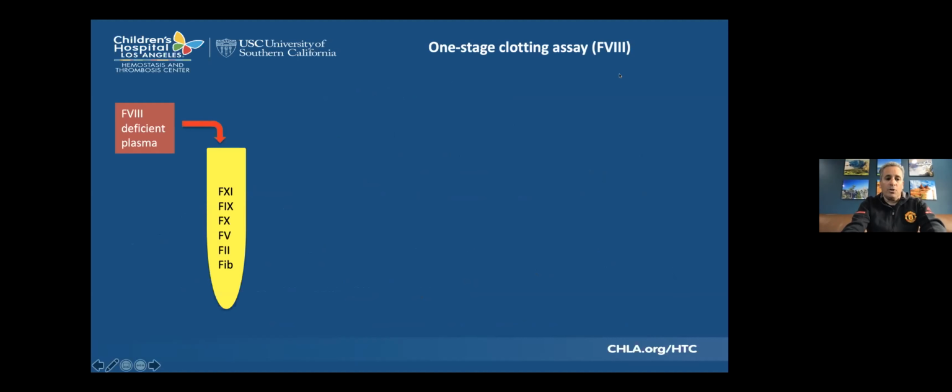So the one-stage clotting assay, which is essentially what's called one-stage, but it's basically a PTT-based assay. And so here's your clotting factors again. The only difference is you're adding factor VIII deficient plasma. So for a factor VIII level, in this particular example, if it was a different factor, you'd add the deficient plasma of the other one.